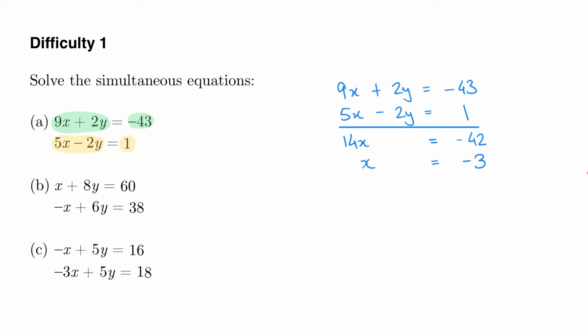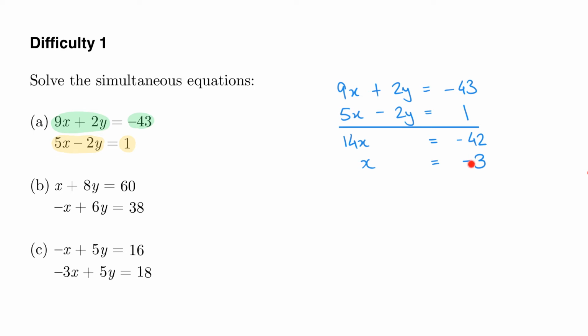But remember, we've got two unknowns. We've got x and y. So it's not enough to just stop there. We need to also work out the value of y. And we do that by substituting in this value of x into one of these equations. Now, as long as we've got this right, it doesn't matter which one we substitute it into. I'm going to substitute it into the second one just because it's got a smaller coefficient of x, so I'm going to be dealing with some smaller numbers.